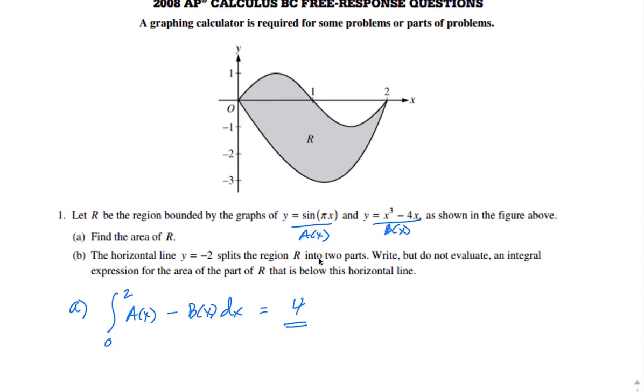Let's talk about B. The horizontal line y equals -2 splits the region R into 2 parts. Write, but do not evaluate, an integral expression for the area of the parts of R that is below the horizontal line. So I want you to draw a horizontal line of y equals -2. So it's right here. All they want is to write an integral expression for the area of the parts of R that are below the horizontal line. So they want this area right there.